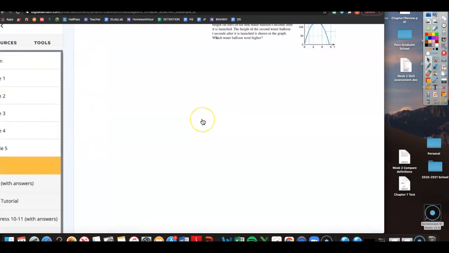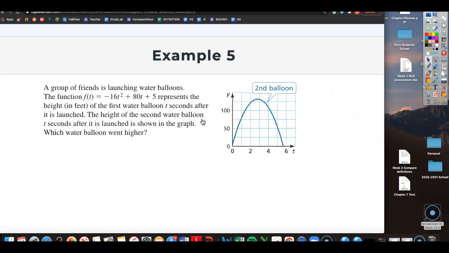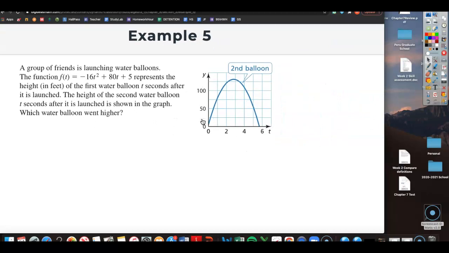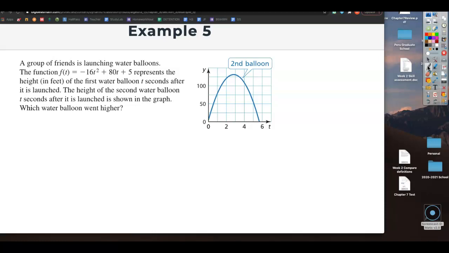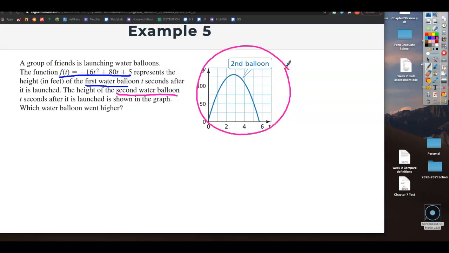A group of friends is launching water balloons, and then they give us the function that represents the height in feet of the first water balloon. So this is the first water balloon. T represents seconds after it is launched. Then it says the height of the second water balloon is launched and shown in the graph. Which water balloon went higher?